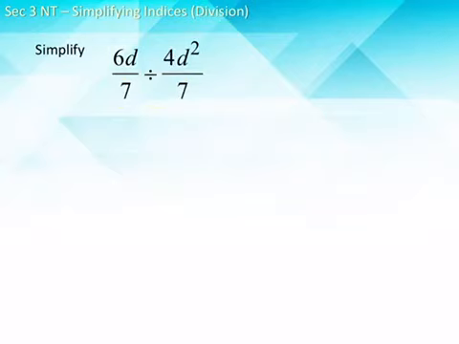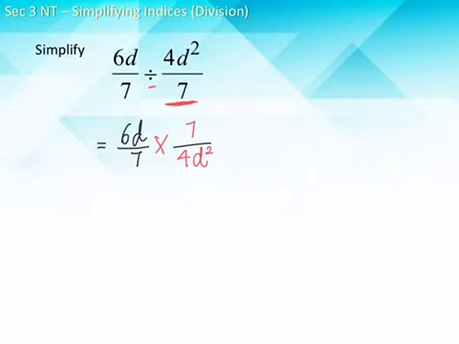Division of algebraic fractions. So for this type of indices where there is a division sign, the division is for the fraction that's at the back. So we'll need to change the division sign to multiplication sign. Nothing changes for the first fraction, so 6d over 7 remains the same. We are going to change our division to multiplication, and then the fraction at the back will change in position. It will become 7 over 4d squared.